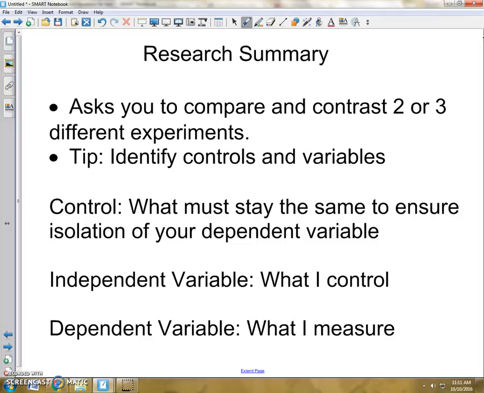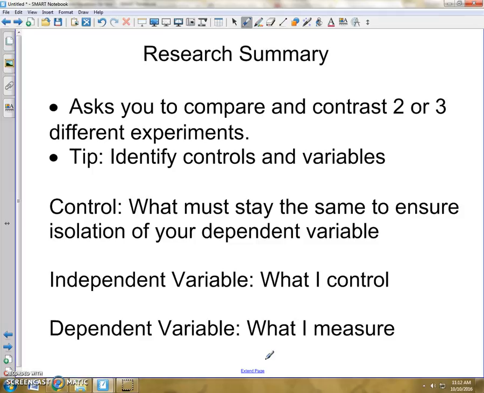So let me tell you what a control and variables are. First of all, the goal of an experiment, anytime you do it, is to see how one thing affects another. That is ultimately what you want to see. And specifically, instead of saying one thing affects another, what we're really saying is how does the independent variable affect the dependent variable? And it might seem sort of silly.